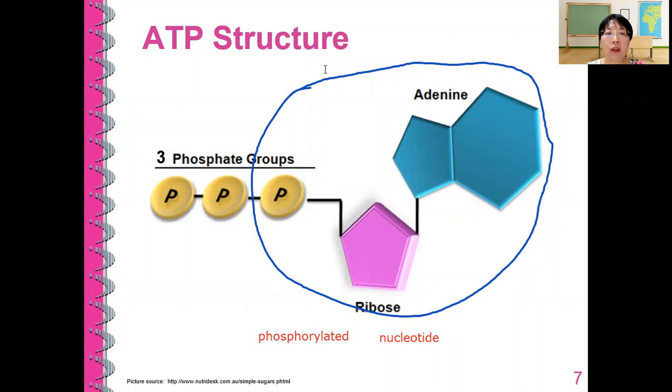Now, can anyone tell me why it is called an RNA nucleotide? Daniel? Why is this called an RNA nucleotide? Daniel? Because of its bond. No. Okay. Let's ask Sufyan. Sufyan? Because it's ribose instead of deoxyribose.